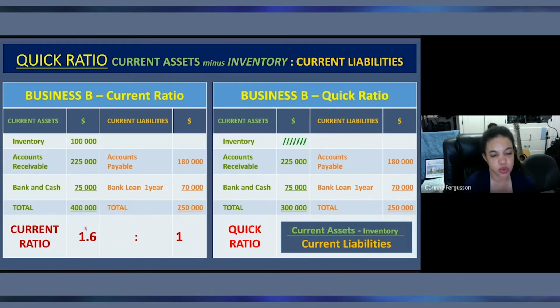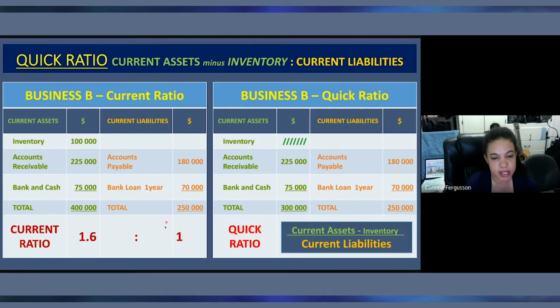Please do not ever just put 1.6. This is a ratio. So this represents the current assets part of it. You must put the $1 that represents the current liabilities.